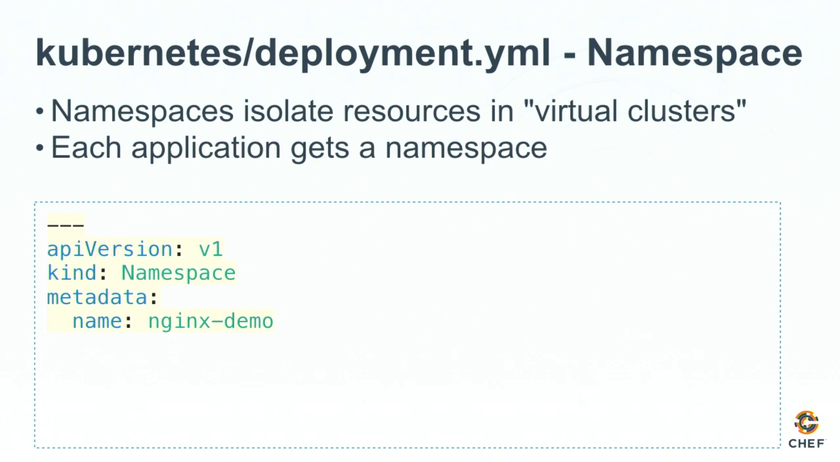The first section is the namespace. So each namespace isolates the resources in the cluster into virtual clusters, and each one of our applications gets a namespace. So I did this with an Nginx demo, but this could be OmniTruck or LearnChef or Foobar or whatever it is.